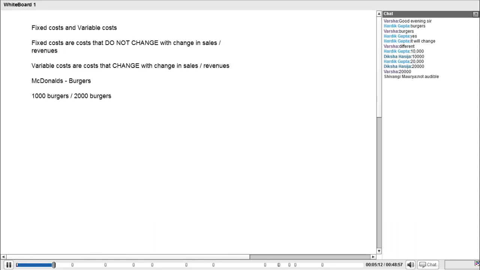The first cost we're looking at is rent. The McDonald's store near your house has taken an outlet on rent. So would the rent be a fixed or a variable cost, and how do we figure it out? We will check whether the rent is different when the sales were 1000 burgers or 2000 burgers. If McDonald's sold 1000 burgers or 2000 burgers, would the rent change? There is no change in this case, and hence it will be a fixed cost.